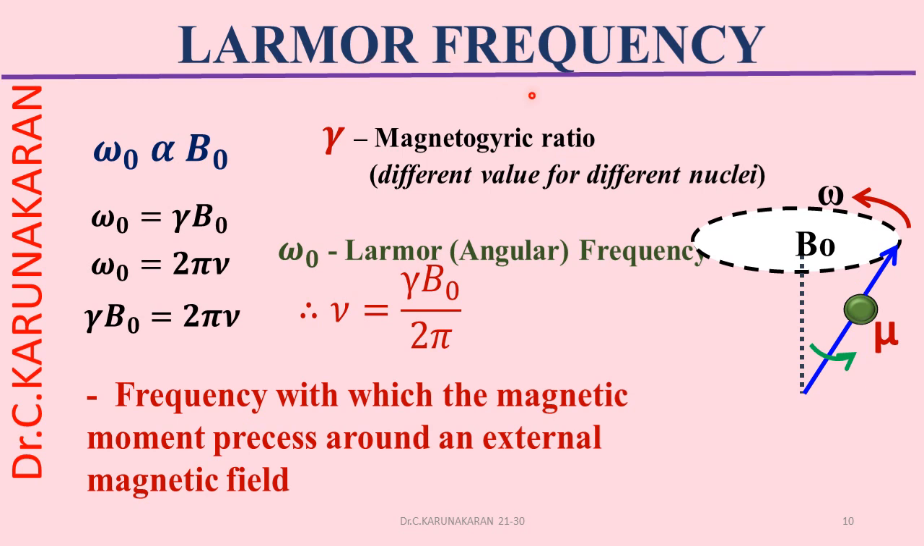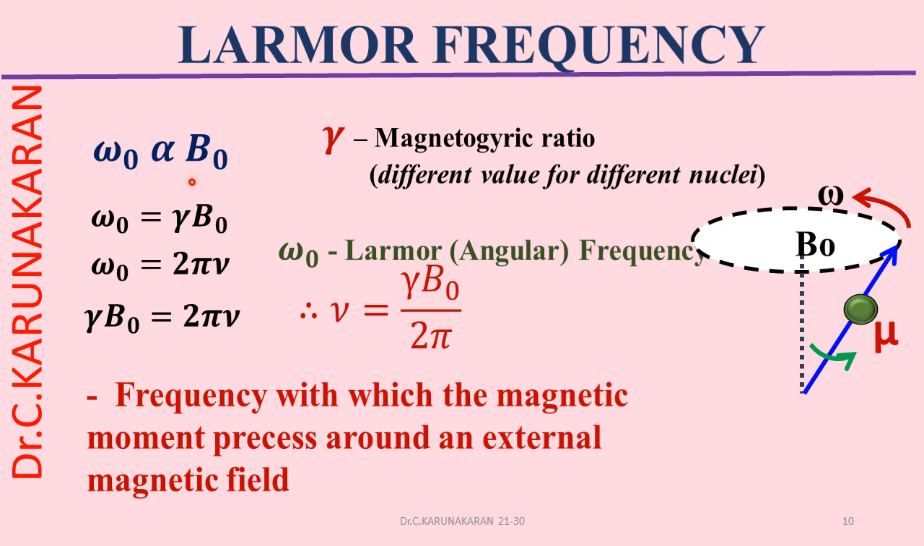Let us see what is Larmor frequency. It is the rotational frequency of the nuclear magnetic moments. Larmor frequency is represented by omega naught. It is the rotational frequency of the nuclear magnetic moment around an external magnetic field.